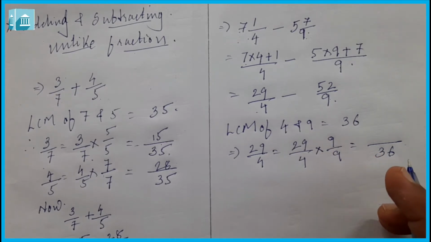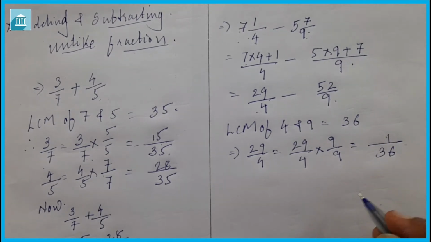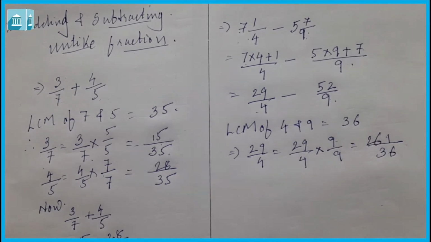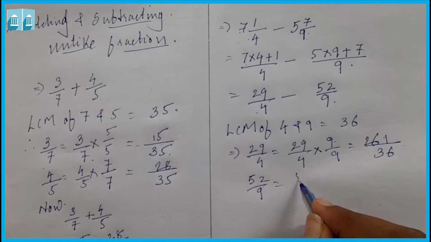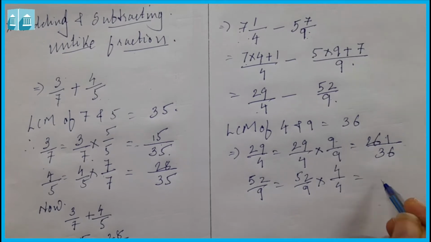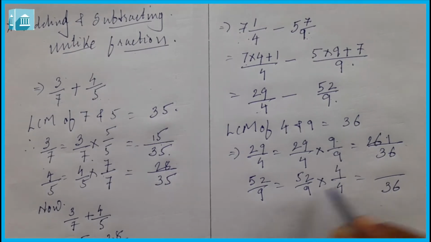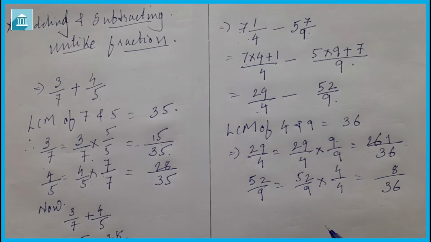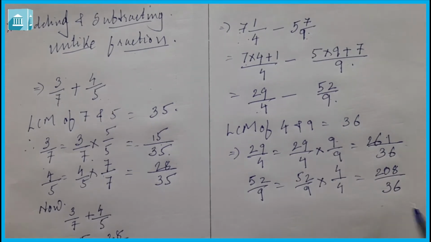When we multiply 29 with 9, it will be 9 9s are 81 and 2 9s are 18, 26, 261 upon 36. Now in the same way 52 by 9 is equal to 52 upon 9 into 4 upon 4, which is equal to 36 here. Then 52 into 4, 2 4s are 8, and 5 4s are 20, so it will be 208 upon 36.